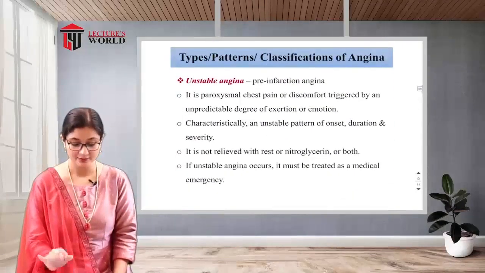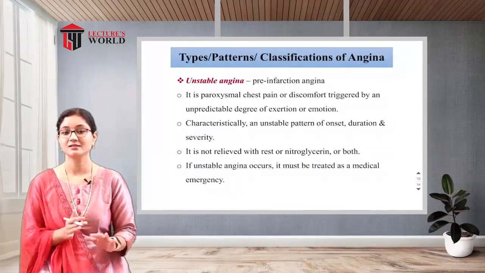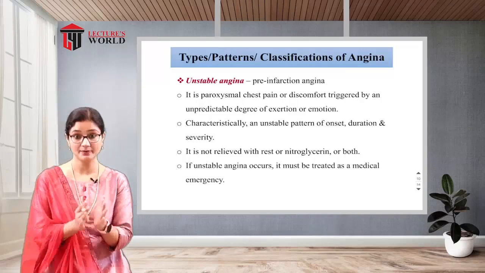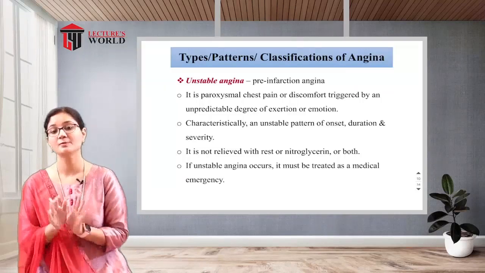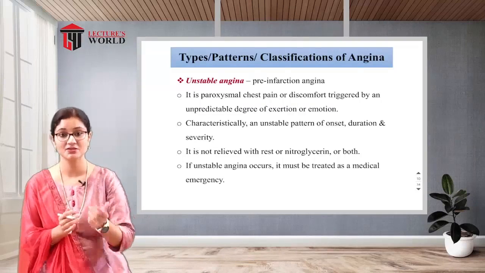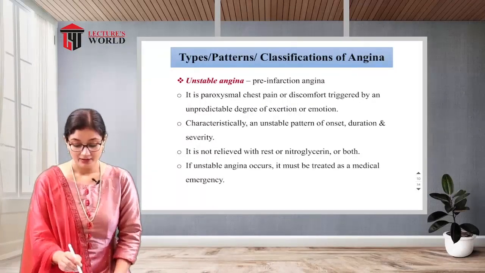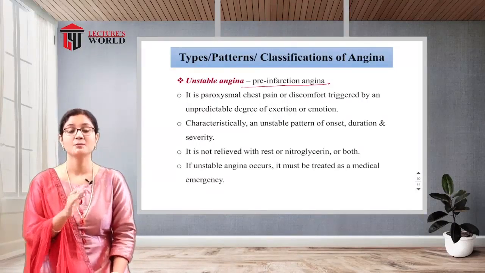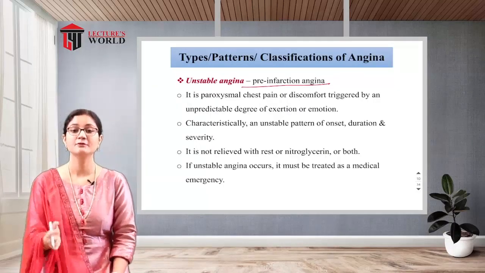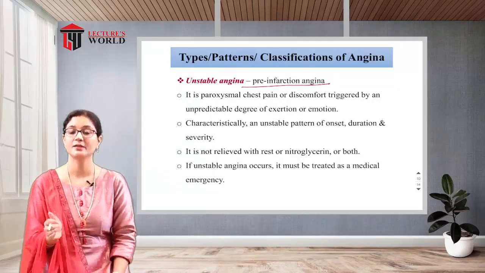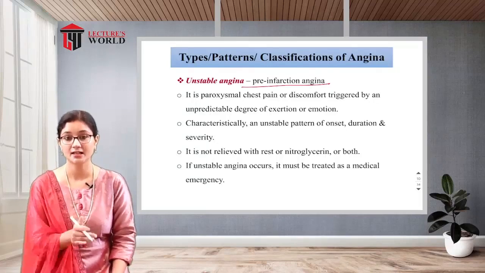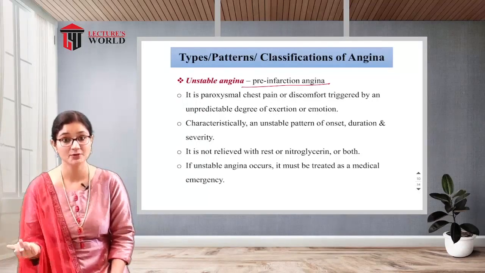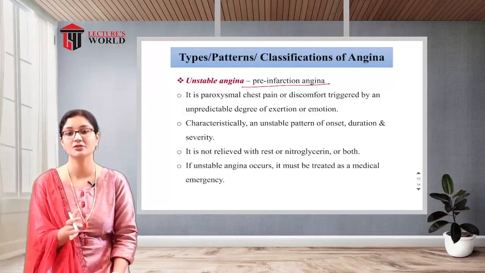Now next, very important, unstable angina. What does unstable mean? It is not at all stable enough. If I compare it with stable angina, it is not at all predictable. I don't know when he will go into unstable angina. It is also called pre-infarction angina. What do you mean by infarction? Myocardial infarction, that is a heart attack. Before getting a heart attack, the person develops pain, showing that he is going to get a myocardial infarction. That is called pre-infarction angina.